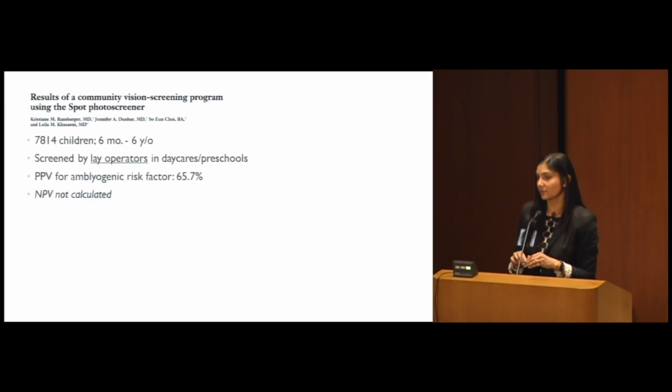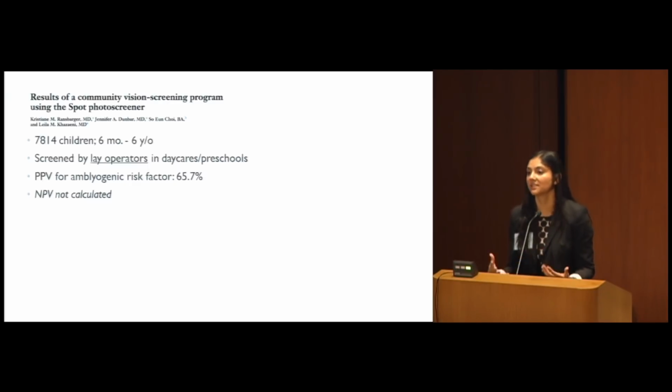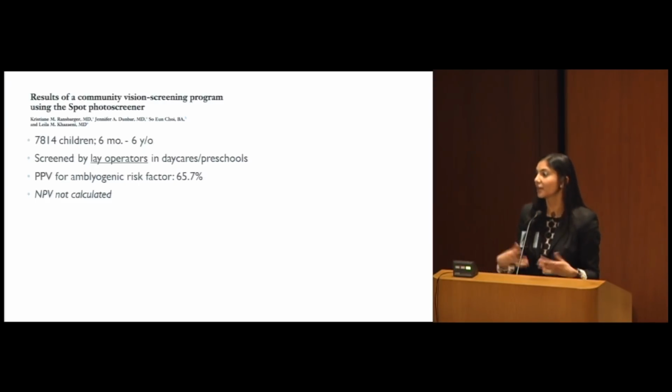So the first one I looked at was the Spot Vision Screener. This was a study that was done in the community in over 7,000 children of various ages, and the screener was used by lay personnel. The positive predictive value for any amblyogenic risk factor was 65%. They didn't check the negative predictive value because only the patients that had the positive value were then referred to a pediatric ophthalmologist to have a confirmatory eye exam, so we don't know if the negative values were truly negative or not.